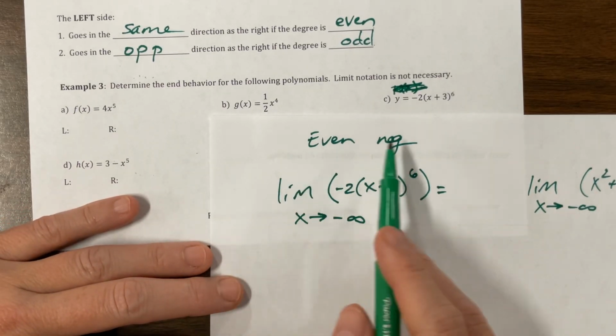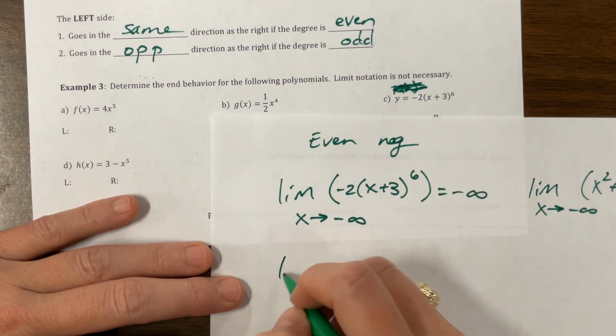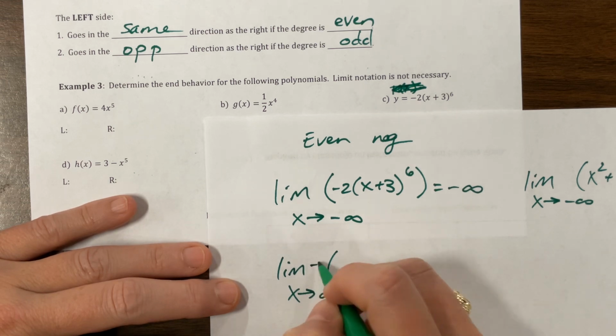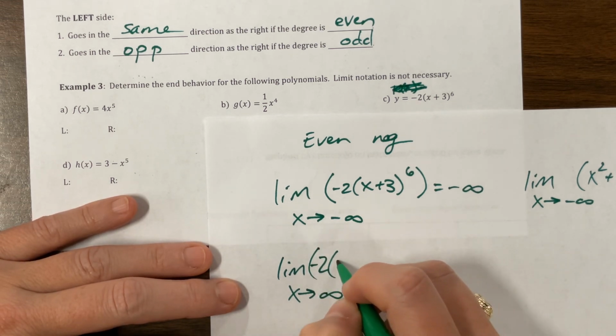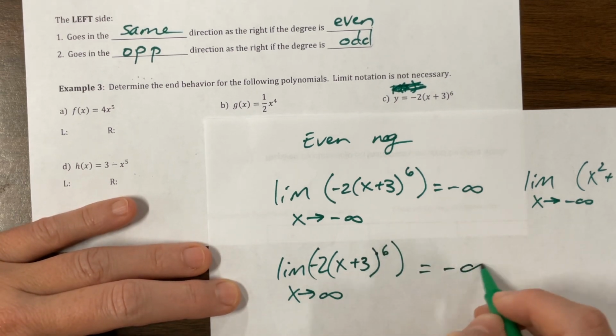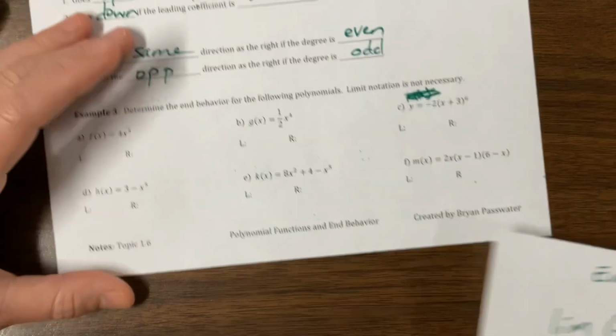So this, we said it's even and it's negative, so it's going to go to negative infinity in both directions. I kind of like having that parenthesis there. We should ask a calculus teacher. And it goes to negative infinity there as well. Okay, I think he's got a little bit more for us.